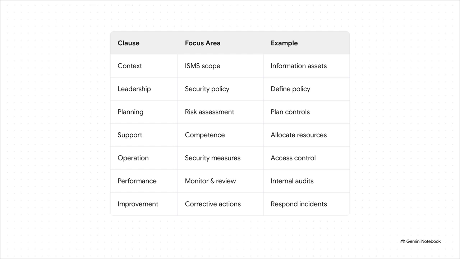A great practical example here is access control, encryption, backup, monitoring. Basically, you're practically demanding multi-factor access control and heavy encryption on hard drives, so unauthorized people absolutely cannot view sensitive data. Next, performance focuses on monitor, measure, and review. Example, conduct internal audits and management reviews. And finally, improvement is corrective actions and improvements. For example, respond to incidents and improve security controls.